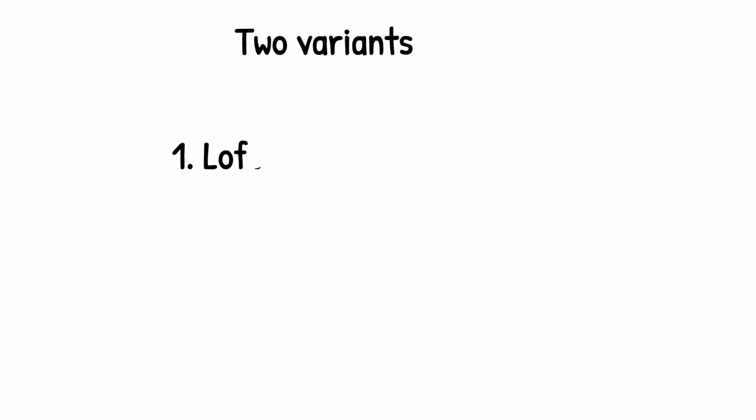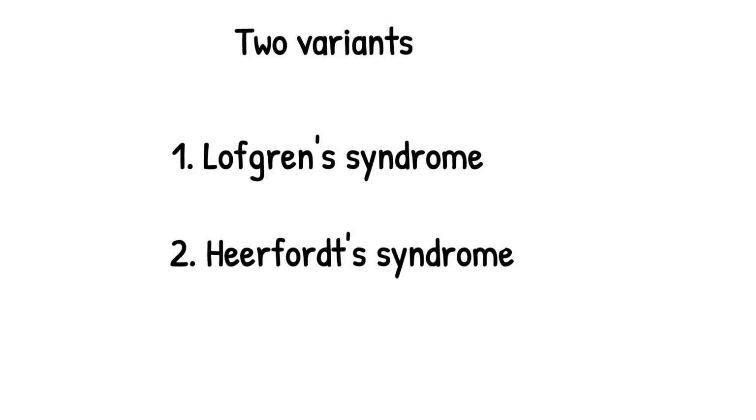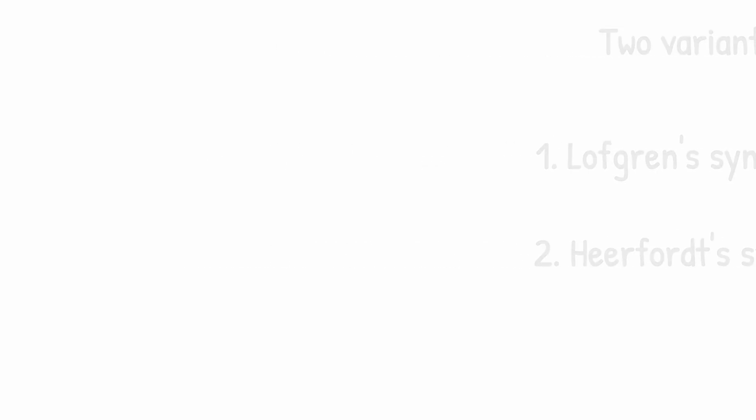Two variants, one is Lofgren syndrome, another is Heerfordt syndrome. These are two variants of sarcoidosis which we'll discuss in some other lecture. Association, it has association with Mikulicz syndrome, which we will also discuss in some other lecture.